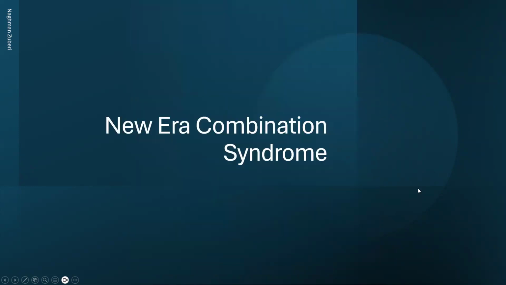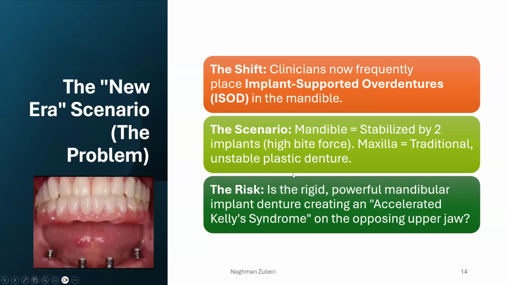Well, nowadays we are also facing another problem. That is new era combination syndrome. And what is that? Clinicians now frequently place implant supported overdentures in the mandible, which we can see, and the maxillary is a conventional denture. So in the mandible they could have two implants, while the maxilla has a traditional unstable plastic denture.